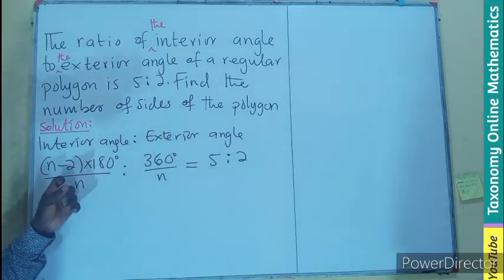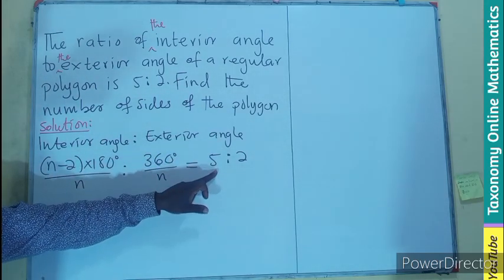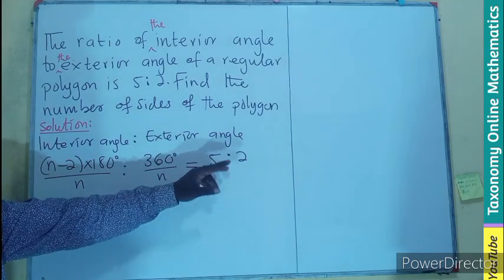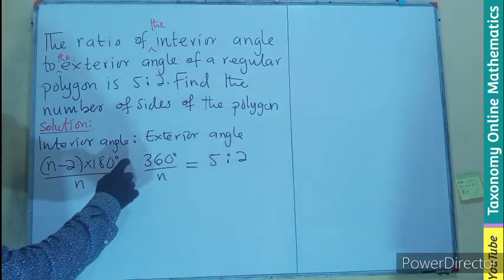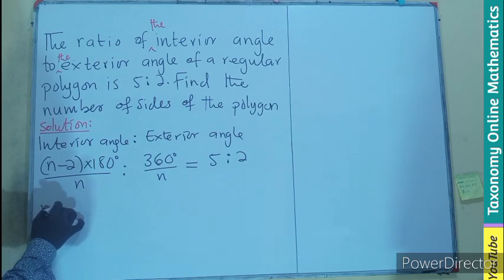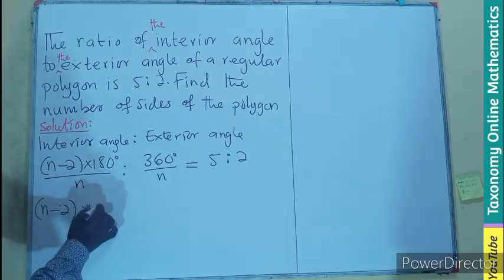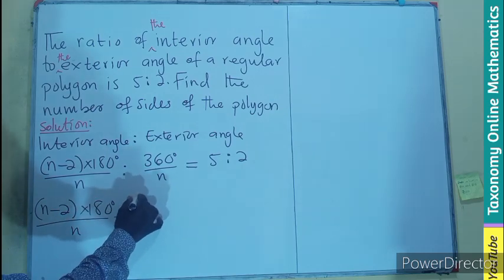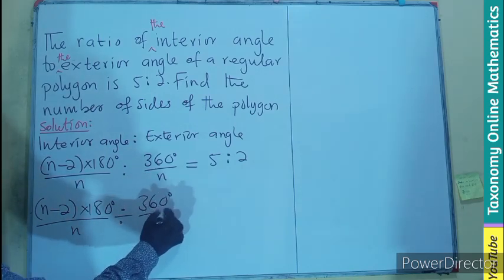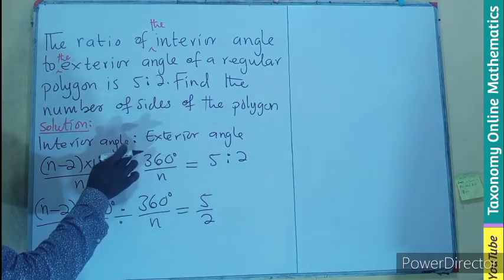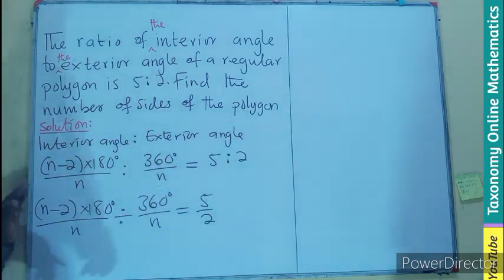So it means that the interior angle is speaking 5, whilst the exterior angle is speaking 2. But remember that a ratio is also a fraction, meaning this divided by this. So it can also be (n minus 2) times 180 divided by n, divided by 360 divided by n. This will be equal to 5 divided by 2, picking from ratio to fraction.